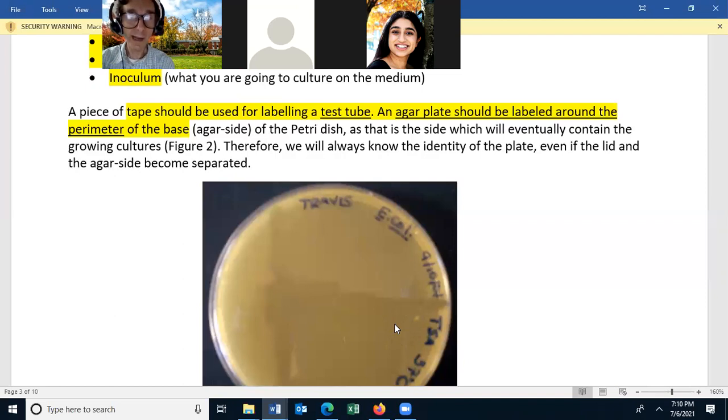So you always write on the bottom of the dish, and when you have your Petri dish and put them in the incubator, you always insert it into the incubator upside down. And that way water will not condense on the lid and drip down into the culture, ruining it.